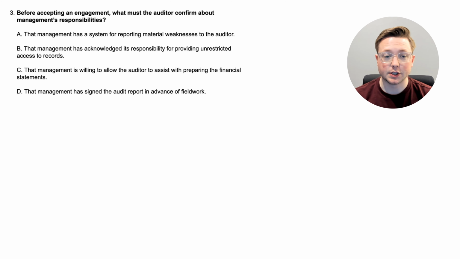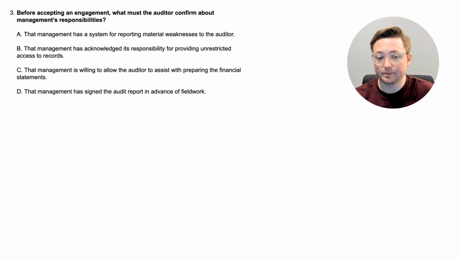All right, here we are at question 3. Before accepting an engagement, what must the auditor confirm about management's responsibilities? Okay, let's go through the options. A, that management has a system for reporting material weaknesses to the auditor. B, that management has acknowledged its responsibility for providing unrestricted access to records. C, that management is willing to allow the auditor to assist with preparing the financial statements. Or D, that management has signed the audit report in advance of fieldwork.